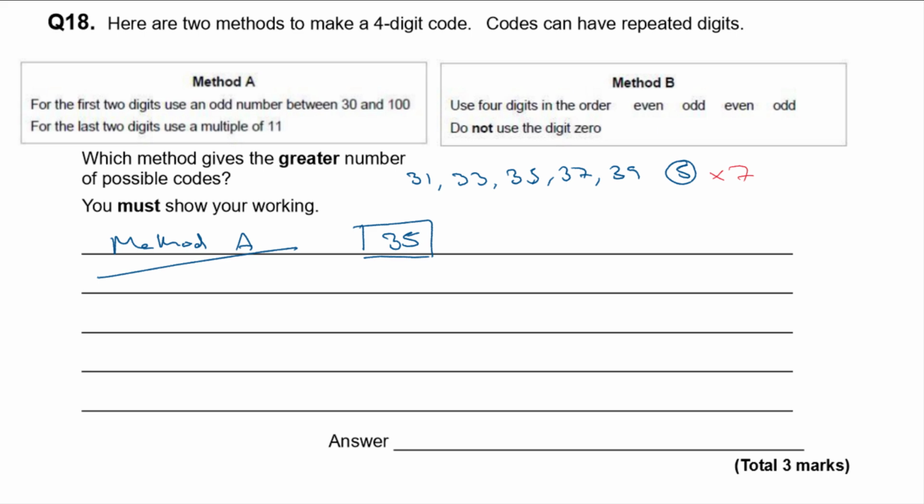Okay, so I've got 35 choices for those first two digits, and for the last two digits I've got a multiple of 11.